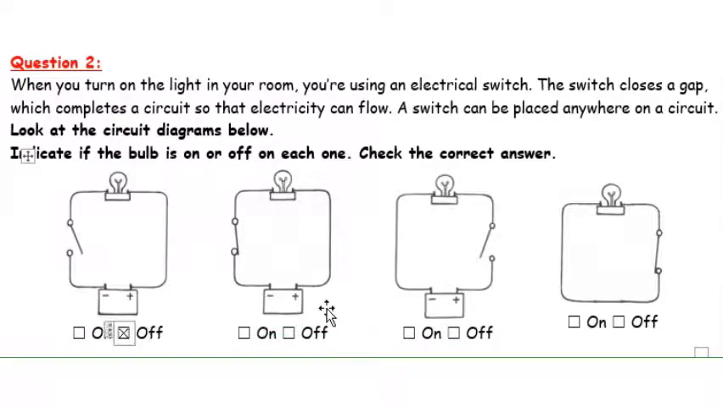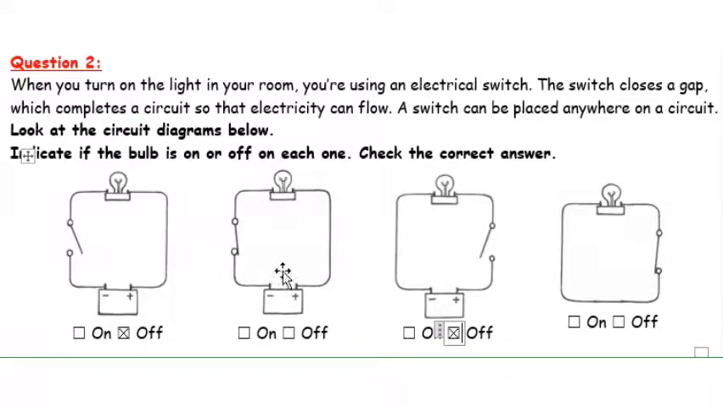It cannot light up. Also, on this side, the electrons will leave the negative side of the battery. They will move through the light bulb, then they will arrive here where the switch is open and they cannot go back to the positive side of the battery. So this is an open circuit and the light bulb is off.